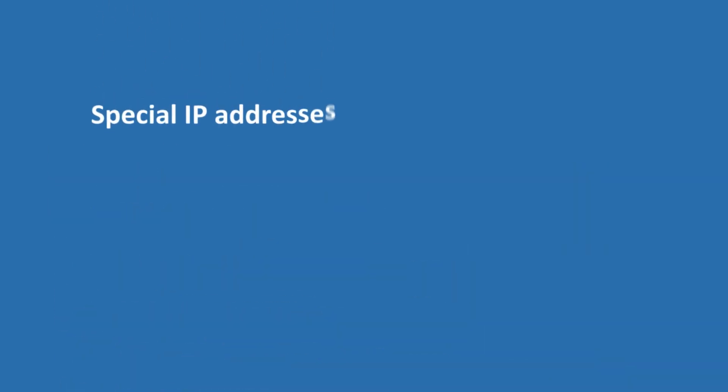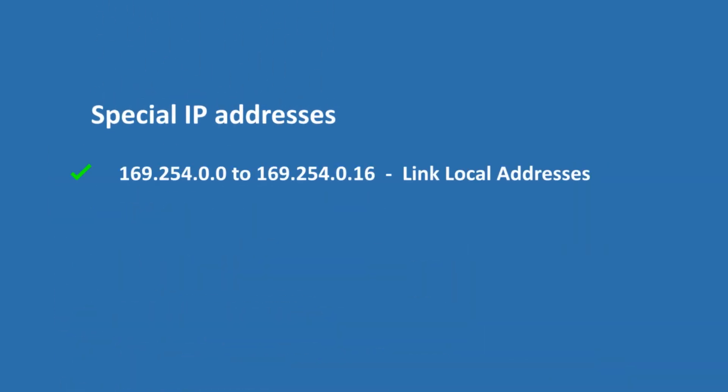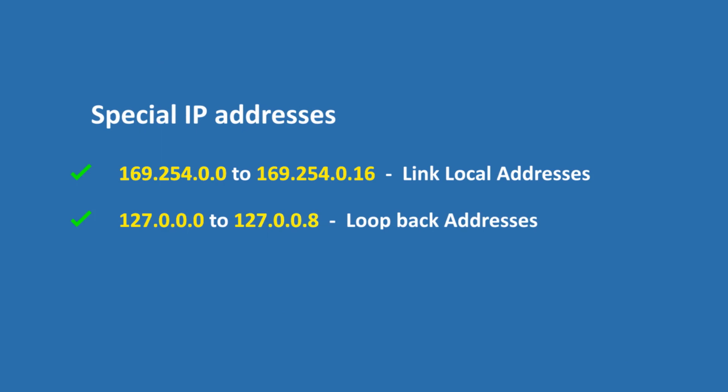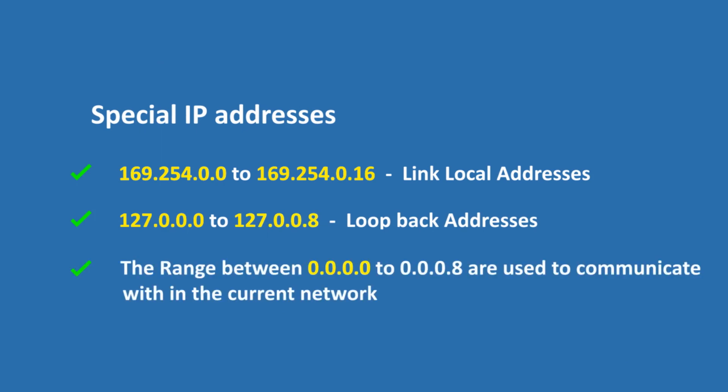Special IP addresses. The range between this address and this address is called link local addresses. The range between this and this address is called loopback addresses. And the range between this address and this is used to communicate within the current network.